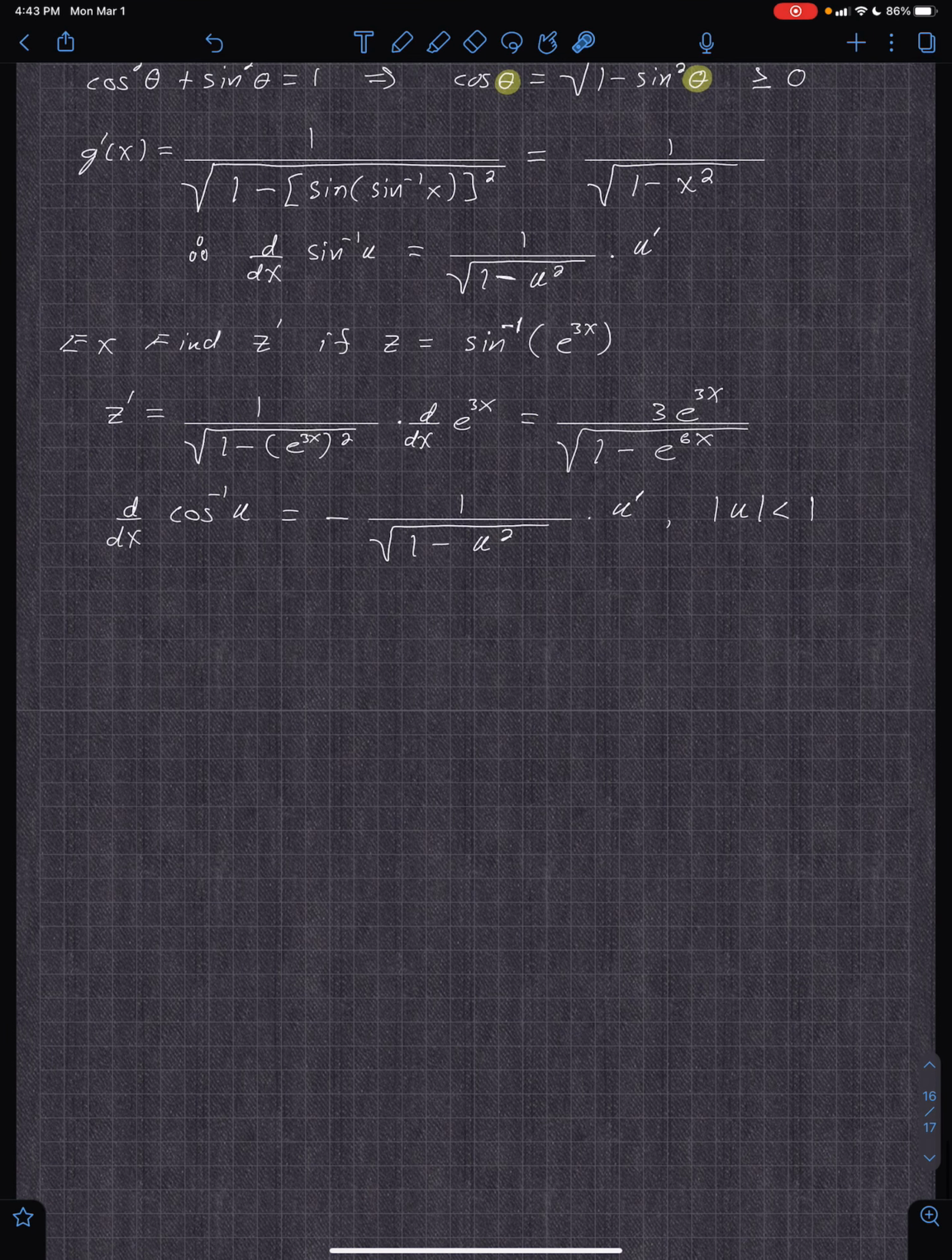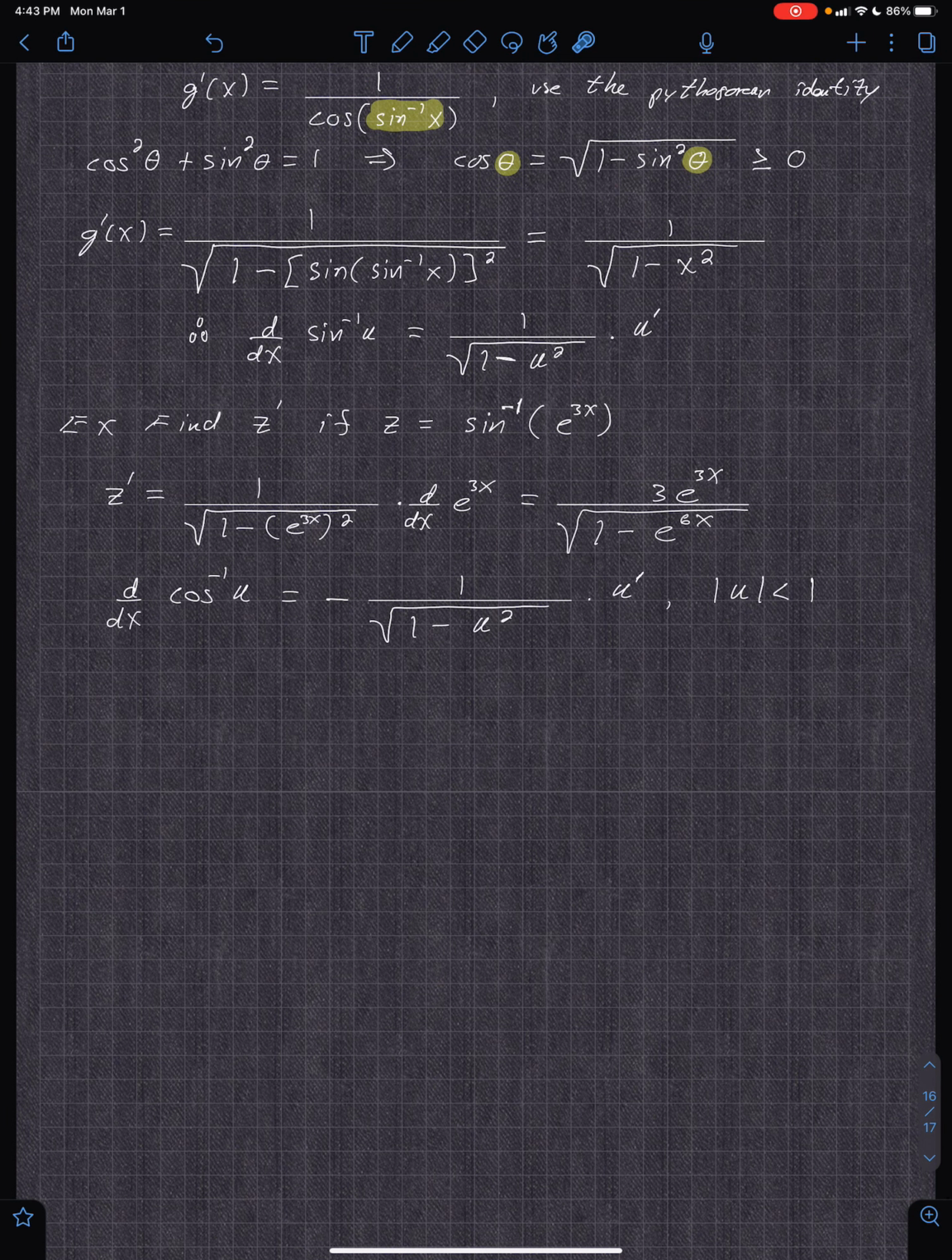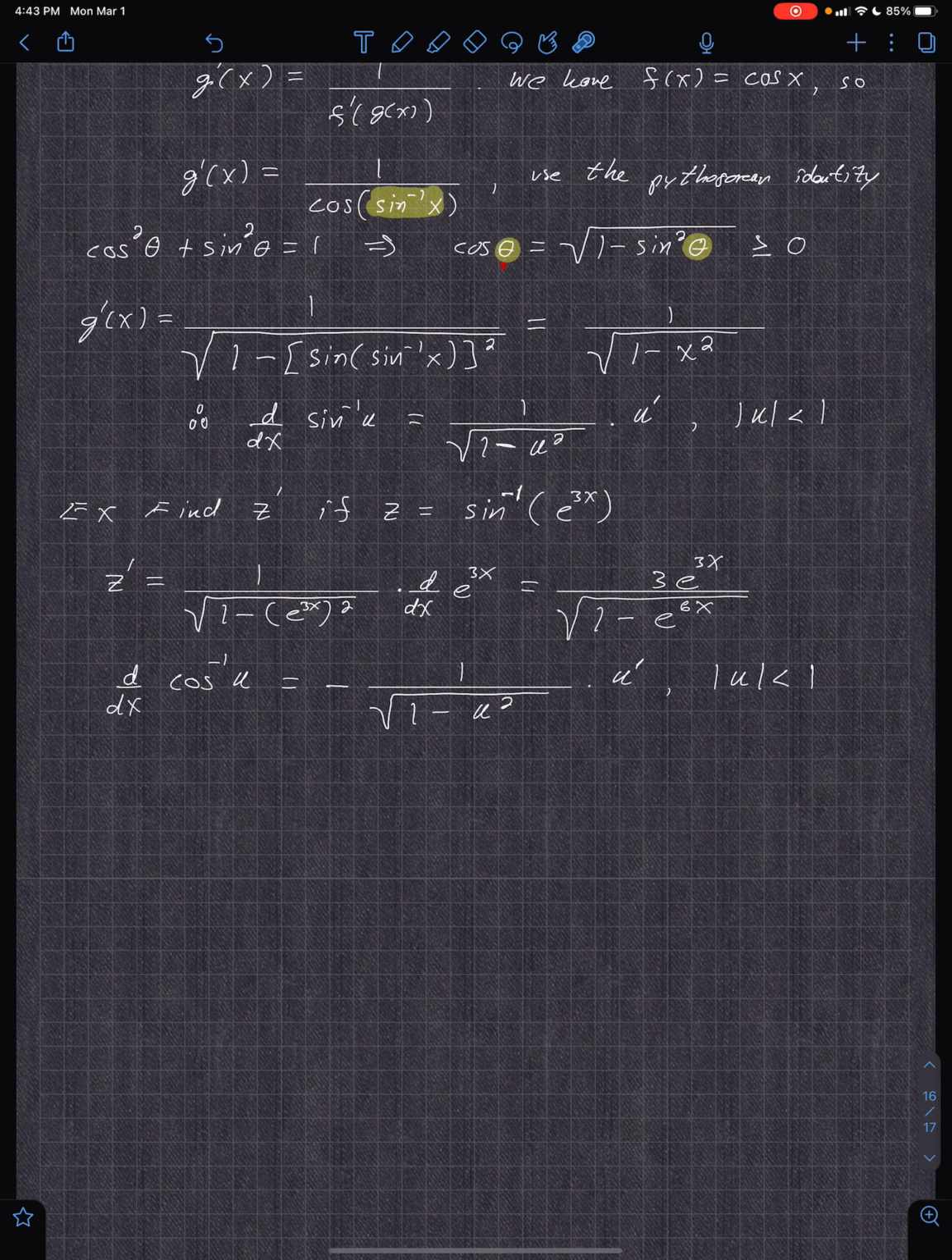Back up here, for sine it is the same restriction. So yes, you still have to have the same restriction: absolute value of u less than 1. Otherwise, you have the same problem. Okay. And that's usually fine because what you're substituting into the functions is usually between -1 and 1.